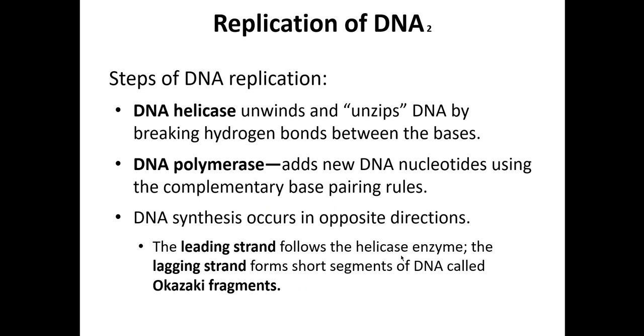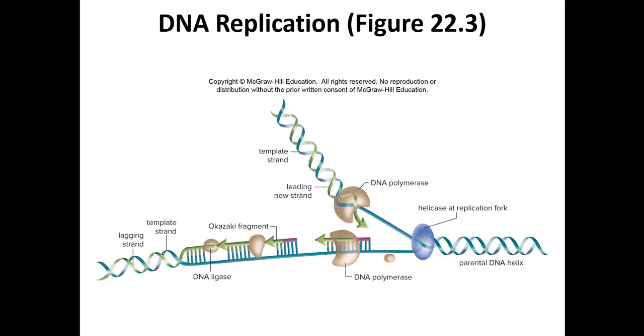DNA replication is a relatively fast process. The first enzyme is called DNA helicase, which unwinds and unzips the DNA by breaking the hydrogen bonds between the bases. DNA polymerase is able to add new nucleotides at a rate of about 50 per second, and rarely a replication error occurs. But if an error does occur, the cell has the ability to repair it via other enzymes. The leading strand follows the helicase enzyme, and the lagging strand forms short segments of DNA called the Okazaki fragments. Over here is a picture showing you the DNA polymerase, and also the helicase unzipping the DNA.